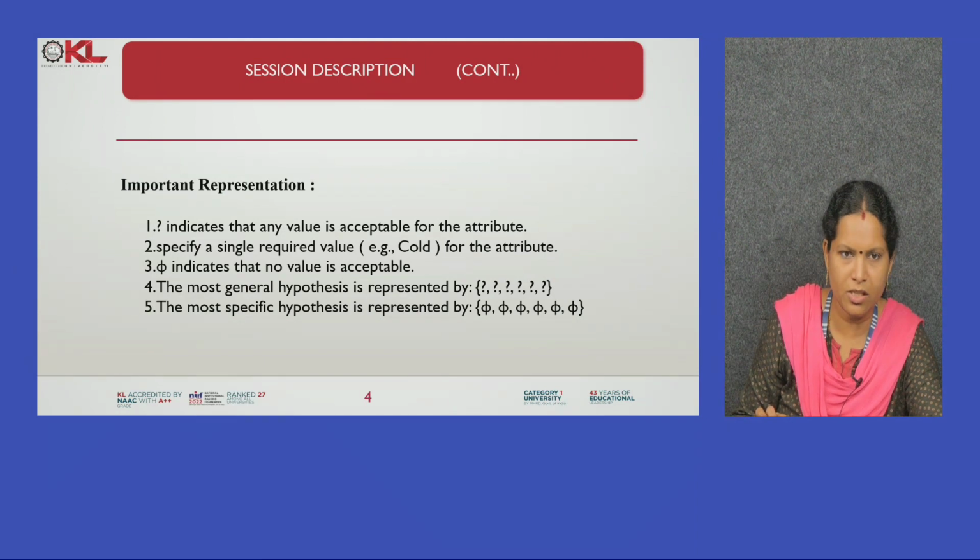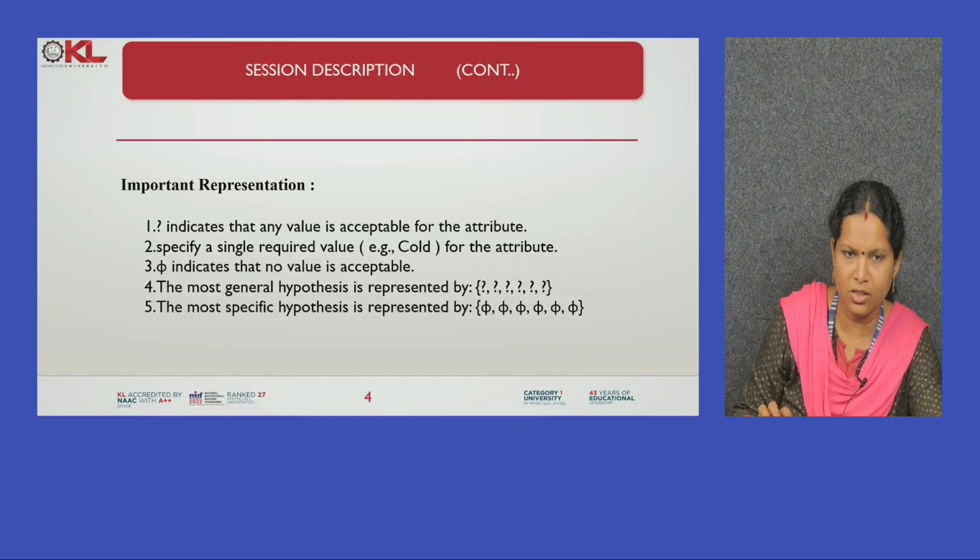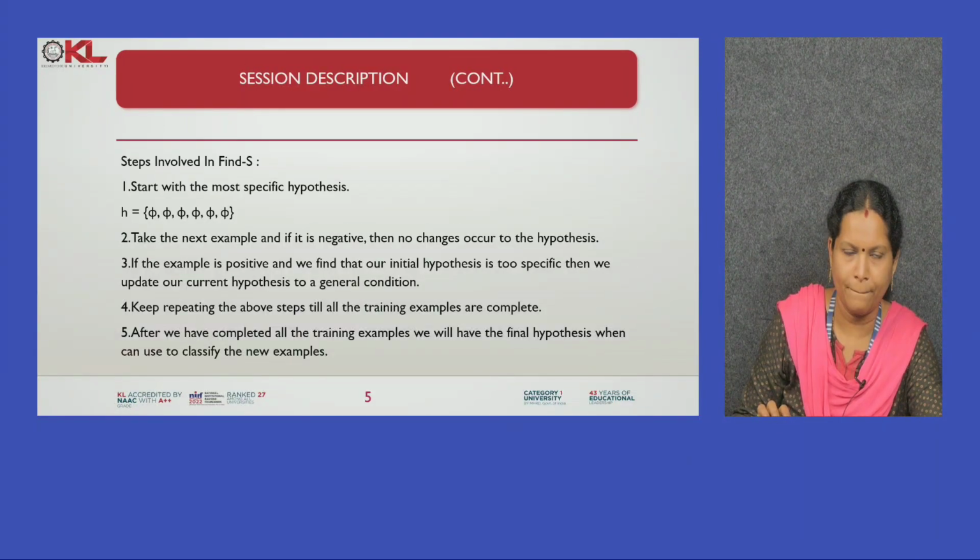So these are all the representations we are going to consider in Find S algorithm. Here we have only two representations: one is the question mark and the other is the pi symbol. Question mark represents the general hypothesis, and the pi symbol represents the most specific hypothesis.